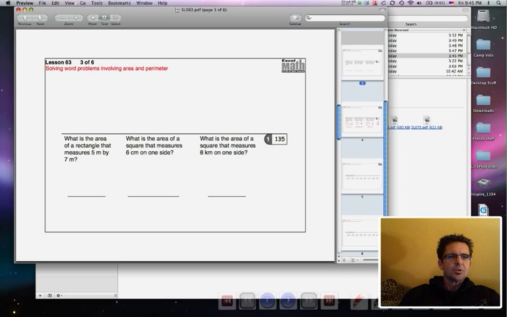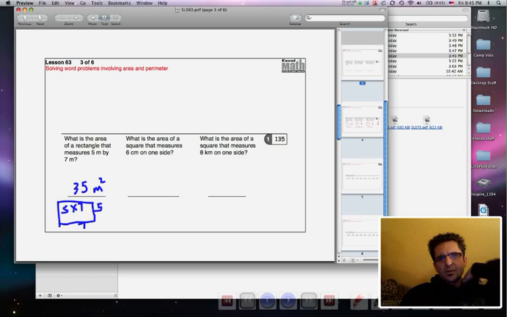Area of a rectangle that measures 7 meters by 5 meters, 5 meters by 7 meters. So here's my rectangle. It's 5 by 7. Area is found by multiplying. So I can just do 5 times 7, which is 35. And it's area, so you got to remember to do square meters.